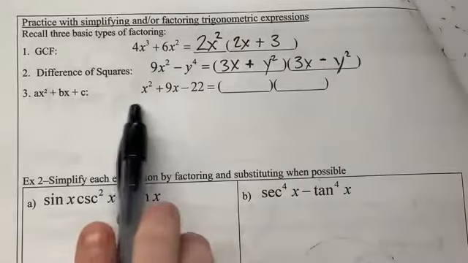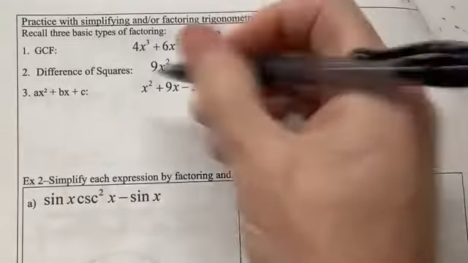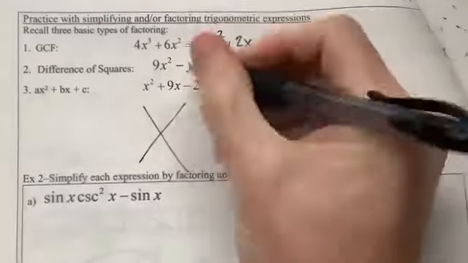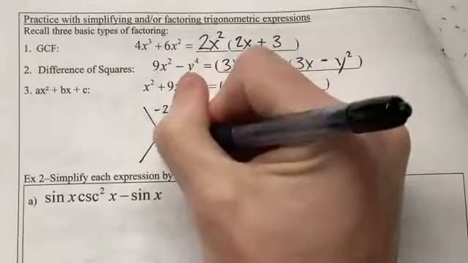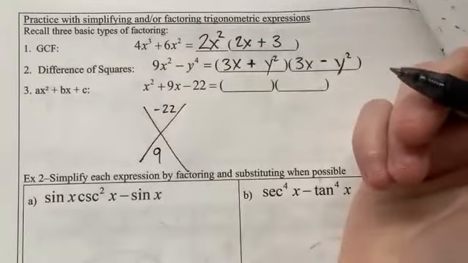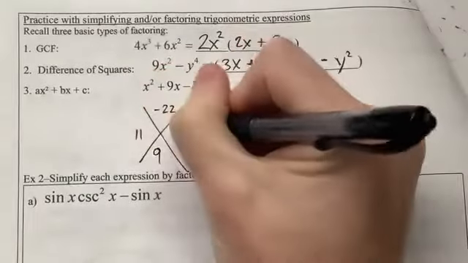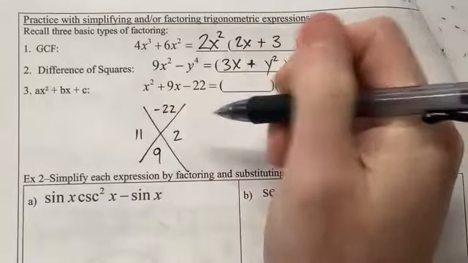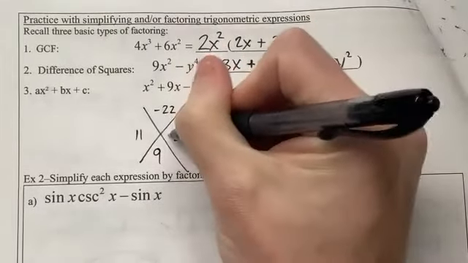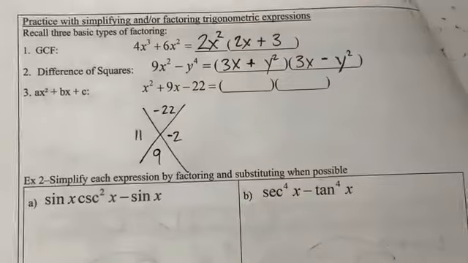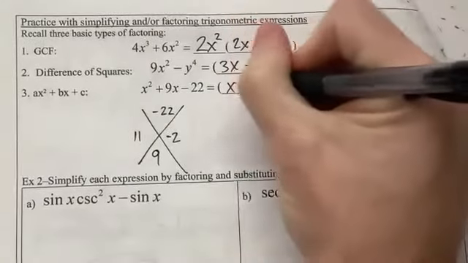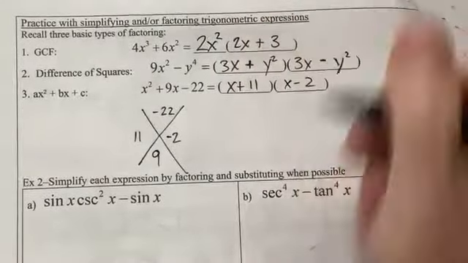And then you might even see some like this, where you could do that x kind of factoring and think what multiplies to negative 22 and adds up to 9. So that's going to have to be 11 and 2 somehow. So to make positive 9 and negative 22, the 2 must be negative. So this would be x plus 11 and x minus 2.